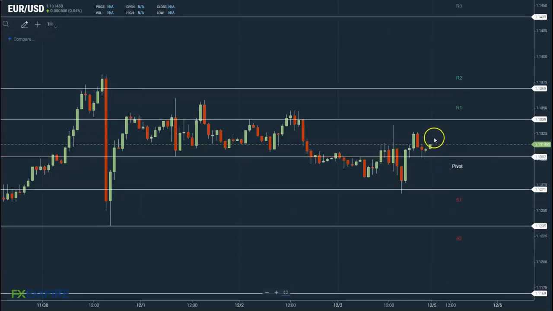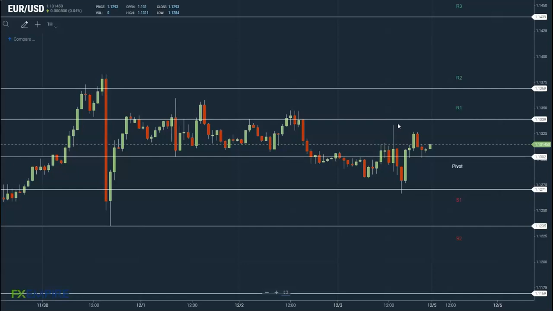Looking at the euro versus the US dollar and the hourly candlesticks on the 3rd of December, relatively choppy start to the day, we then saw the euro move through the pivot level through the late morning and then test the first major resistance level at 1.1339 in the early afternoon.